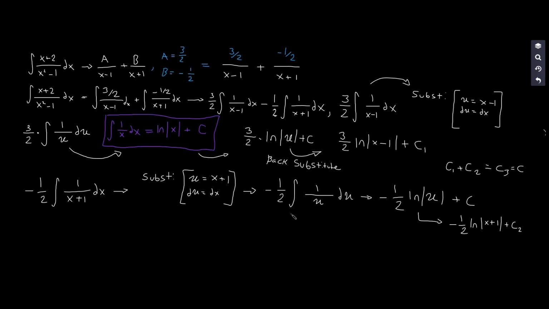I'm saying this because we're going to combine our two answers here. So we're going to have 3 over 2 times the natural logarithm of the absolute value of x minus 1, minus 1/2 times the natural logarithm of the absolute value of x plus 1, and I'm just going to tag the third arbitrary constant on the end and call it c, plus c.